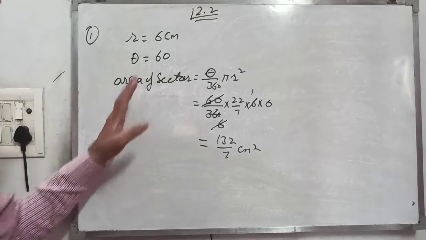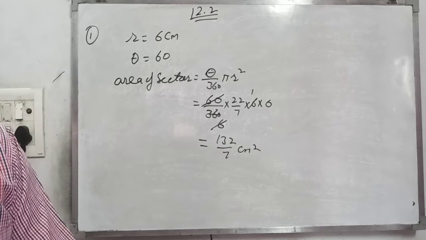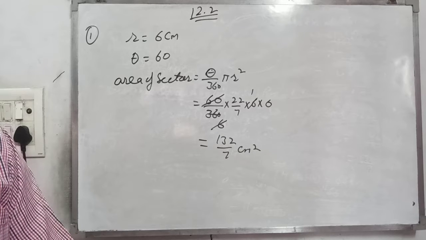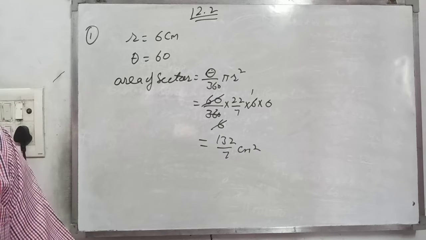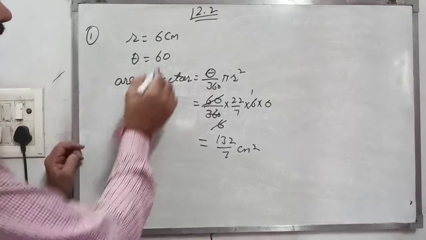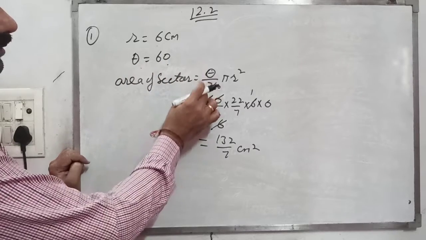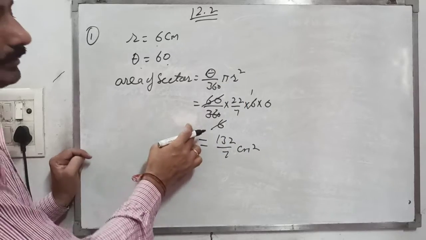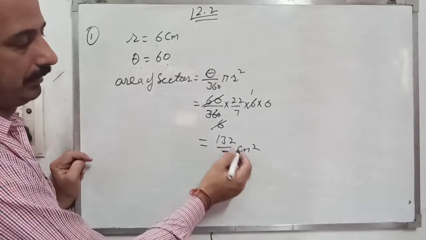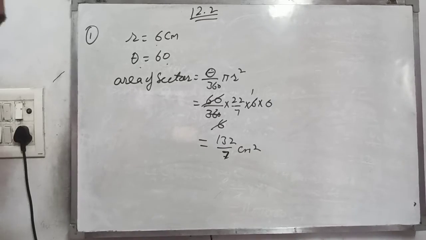Okay, so come to the next exercise, that is 12.2. First question: the area of the sector of a circle with radius 6 centimeters, if the sector angle is 60 degrees. The radius is 6 and the center angle is 60 degrees. We want to find the area of the sector. Area of sector is theta upon 360 times pi r square. Put in the values: 60 upon 360, 22 upon 7, 6 into 6. When you cancel, you get 132 divided by 7 centimeter square as the area of the sector.